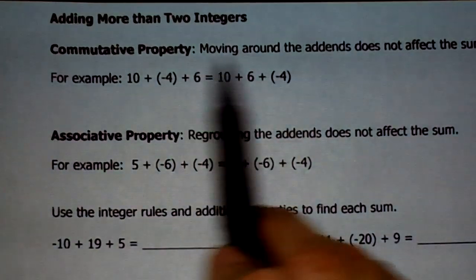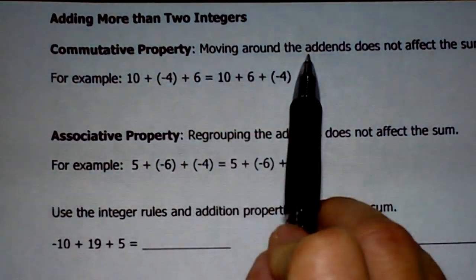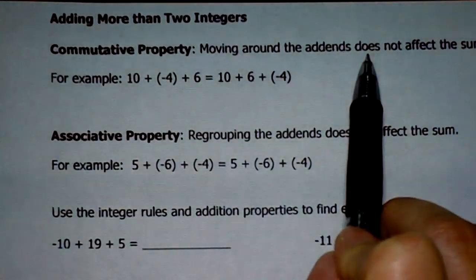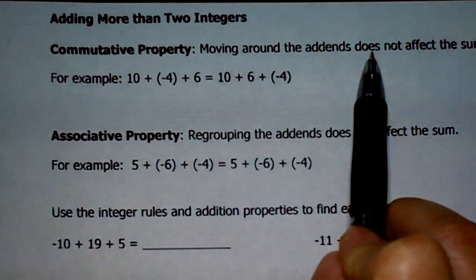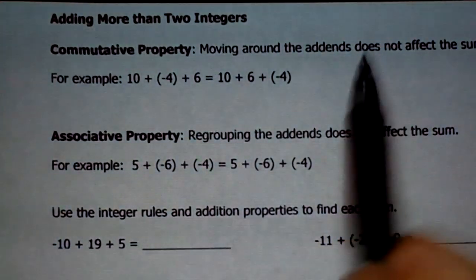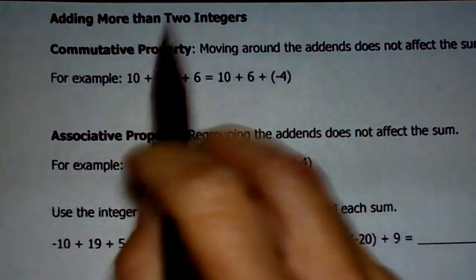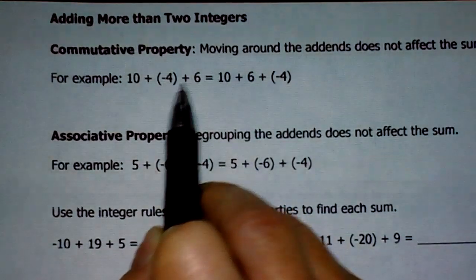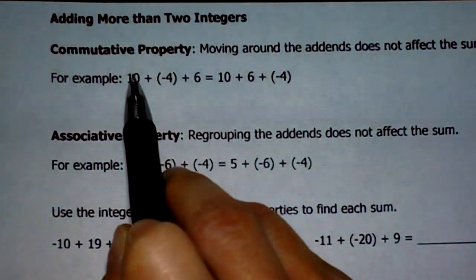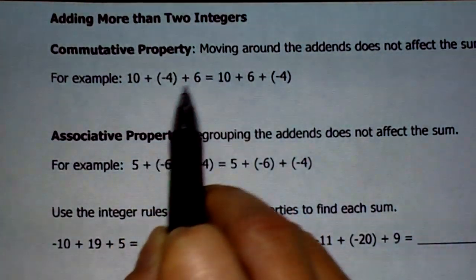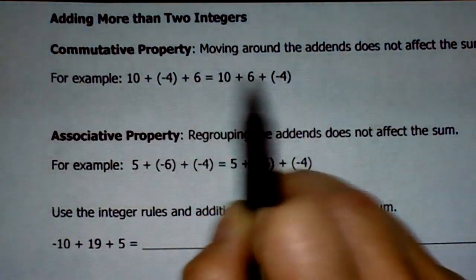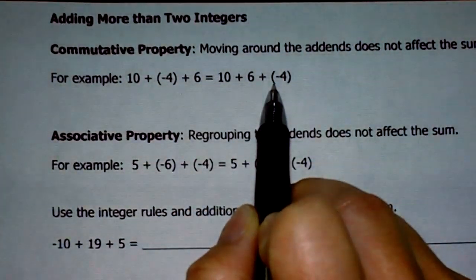So, commutative property. Moving around the addends, which are just numbers that you add, does not affect the sum. And I think you knew this. You may not have known it was called the commutative property, but you know this. So, for example, if you have 10 plus negative 4 plus 6, instead of saying 10 plus negative 4 and then add the 6, I could add the 10 and the 6 first, and then add the negative 4. It doesn't matter.